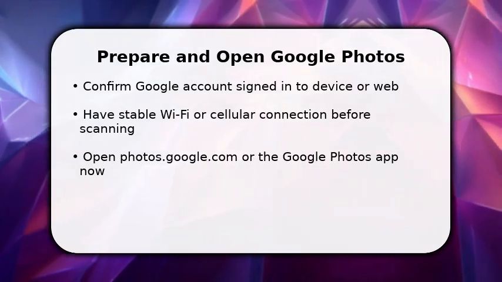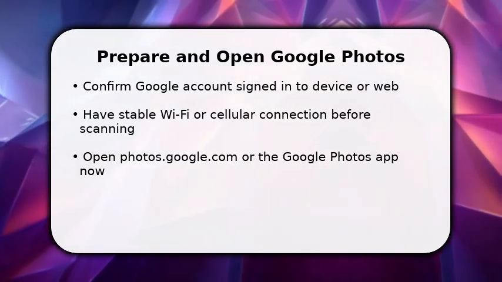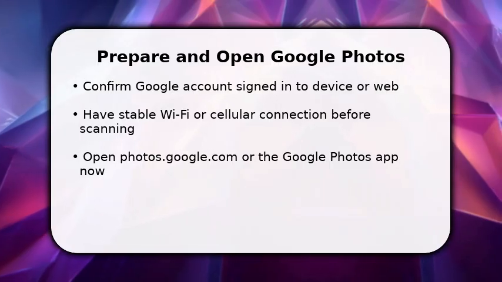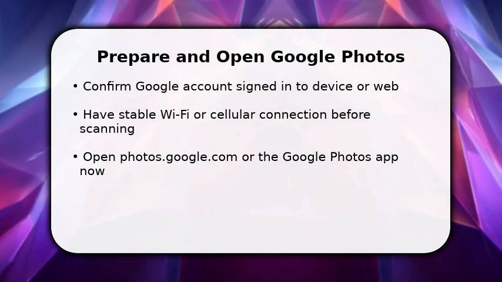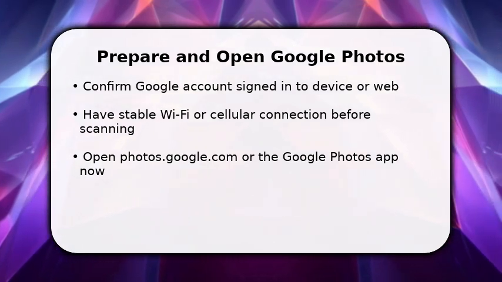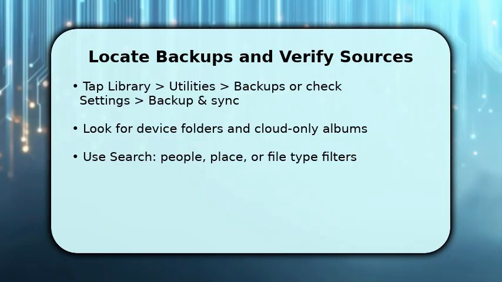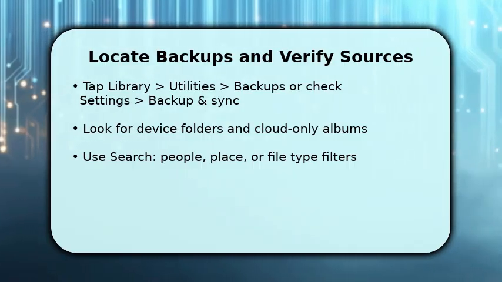Now open the main library or Photos view. This is where Google surfaces backed up items first, so stay here for the next steps. You need to find where Google stored the images. Go to Library then Utilities, or Settings then Backup and Sync to confirm which folders were backed up.